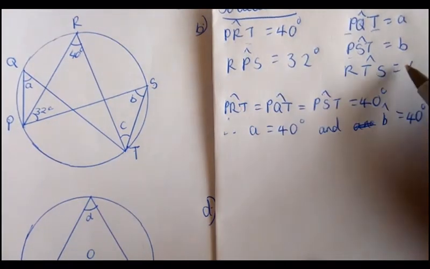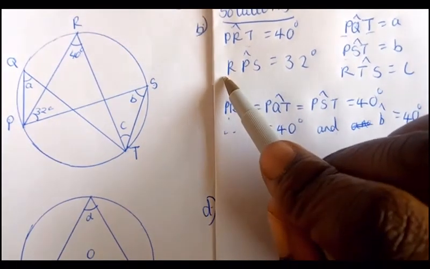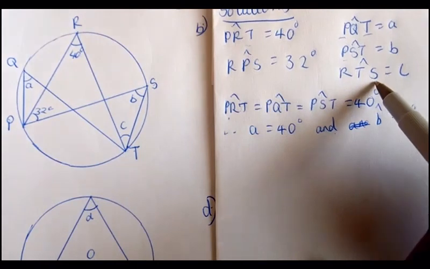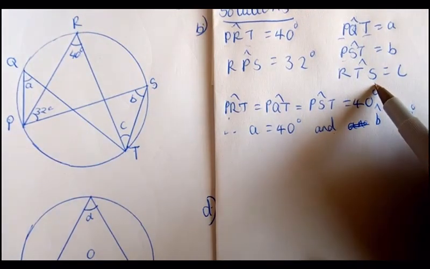Now we are left with angle C. This angle RPS and RTS, they have the same starting and ending points.